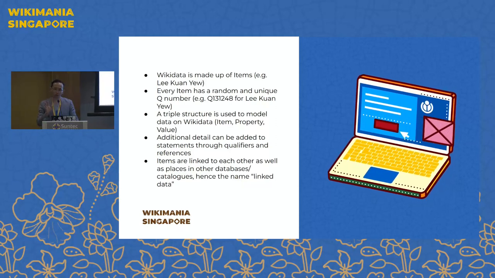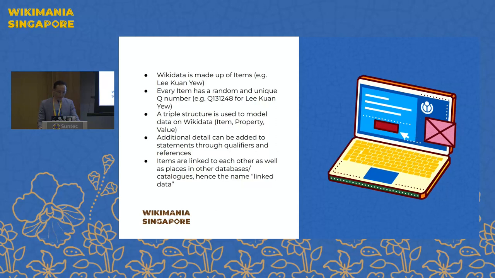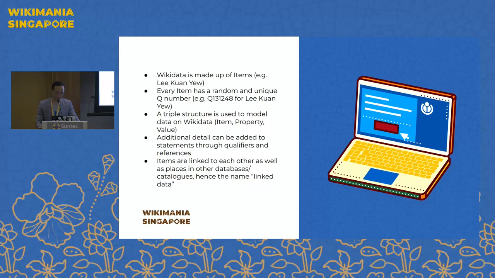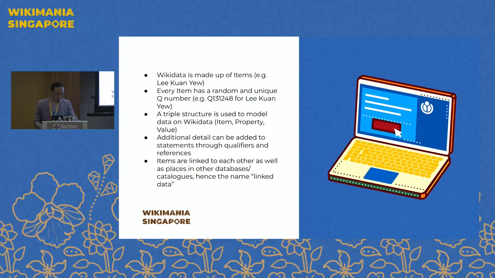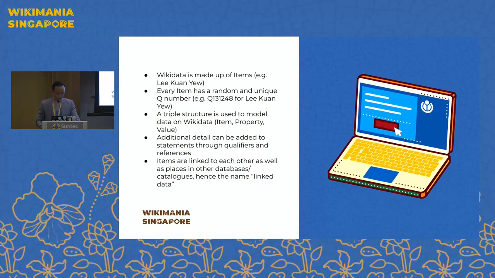I will give you a quick run through of how you can easily create an item, okay? And every item has a random and unique Q number, right? For example, Lee Kuan Yew has been assigned Q131248. And a triple structure is used to model the data on Wikidata, namely item, property, and value. Now, this is important because when you are creating or editing an item on Wikidata, you have to think in this way, right? Additional details can also be added to the statements through qualifiers and references. It is also important to know that items are linked to each other, as well as to different places in other databases and catalogs, hence the name linked data. Big web, linked open data, right?